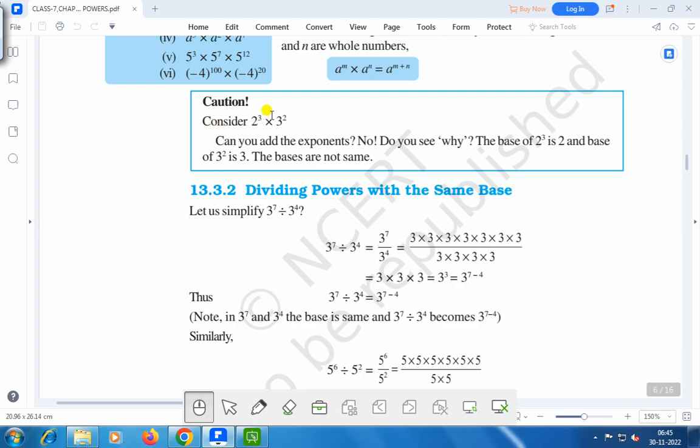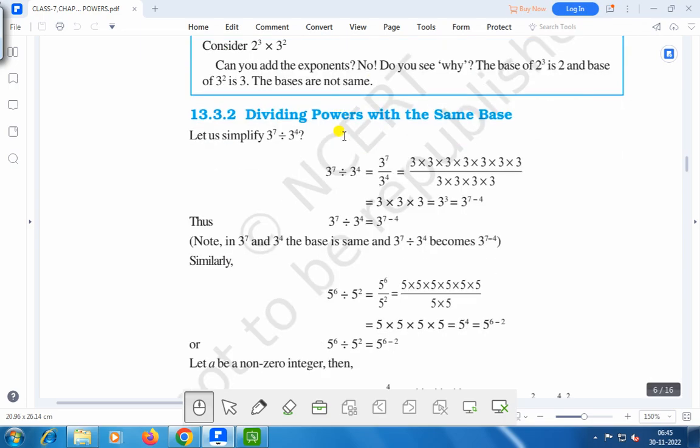Consider 2 to the power 3 into 3 to the power 2. Can we add the exponents? No. Did you see why? The base of 2 to the power 3 is 2 and the base of 3 to the power 2 is 3. The bases are not the same. Only if the bases are the same can you add the exponents or the powers.